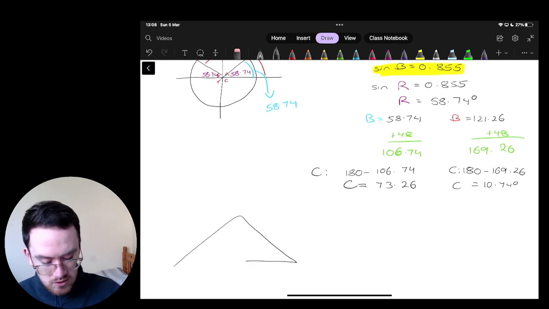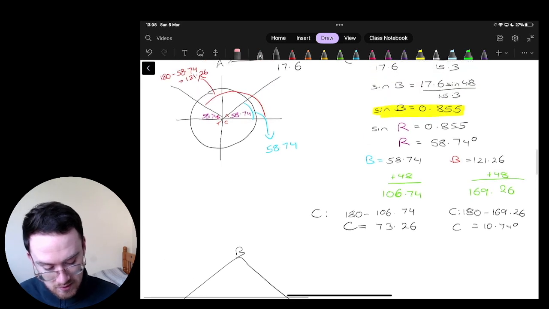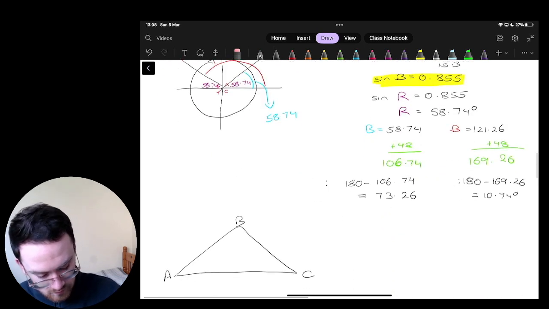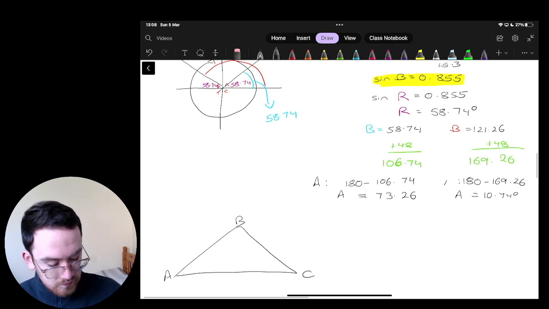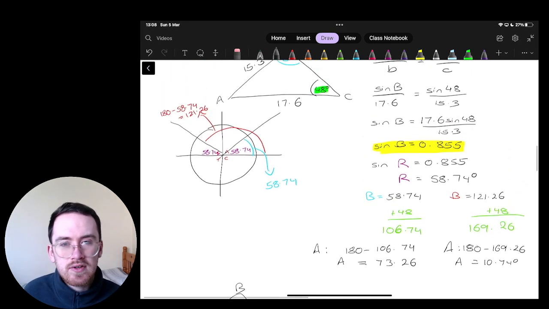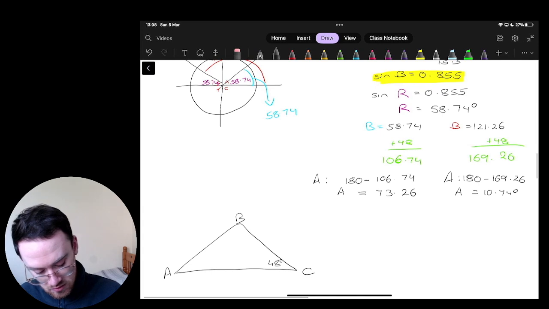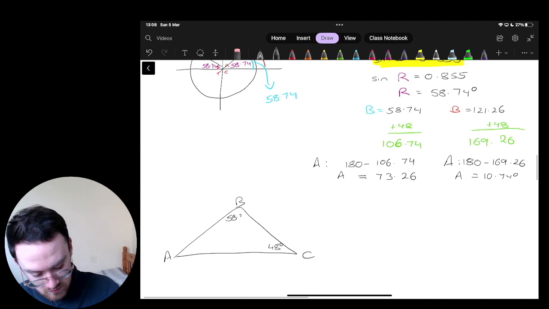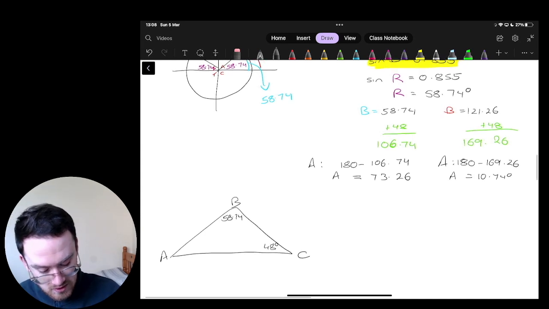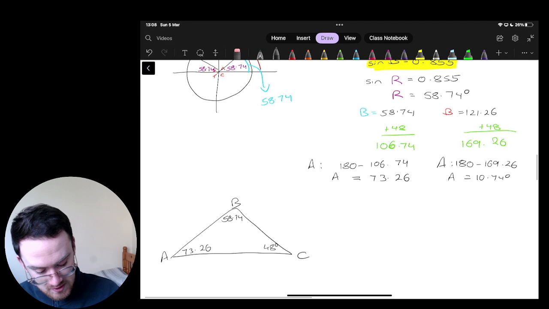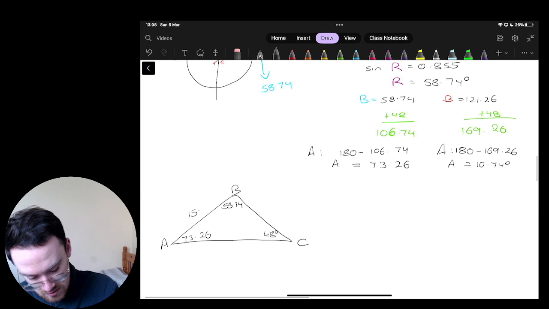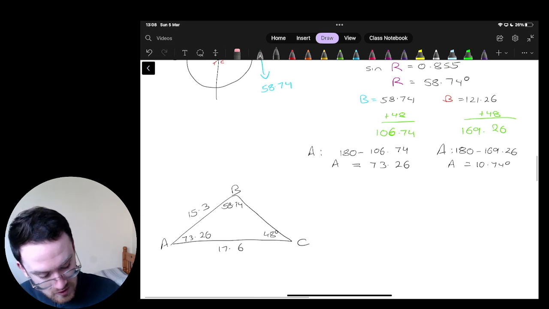We can have one option that's fairly similar to what we had already. Where angle, or sorry, not angle C, it was actually angle A here. Let me correct that. So what we had originally was that this angle was 48 degrees. We worked out that angle B for this triangle was 58.74, and we've now worked out that angle A is 73.26. We also had the other sides, 15.3 and 17.6. So that's one of our triangles.